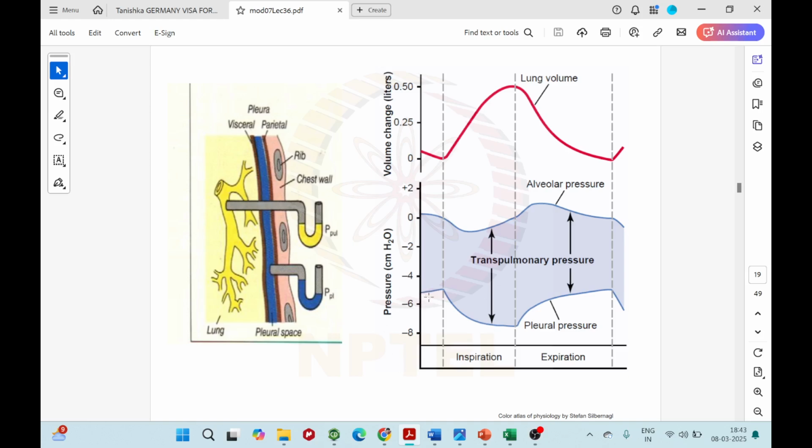So when you do the inspiration, the alveolar pressure decreases, and also this pleural pressure decreases to provide more space, to inflate the lung, to increase the thoracic volume, so that the 500 ml of air can come in. So again it goes to the negative, and again goes back to the initial state when the expiration is happening. And the difference between the alveolar pressure and pleural pressure is nothing but the transpulmonary pressure. So this is what is happening when you do the inspiration and expiration.